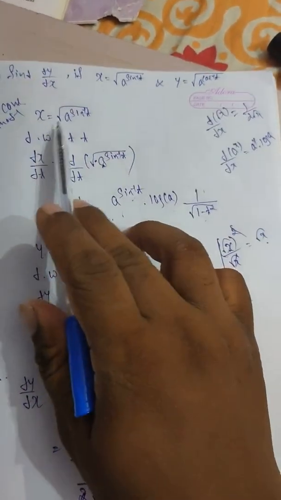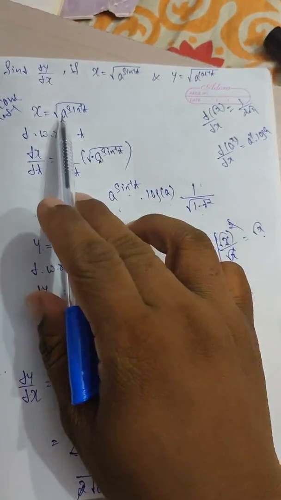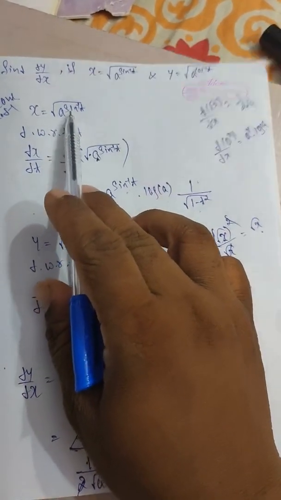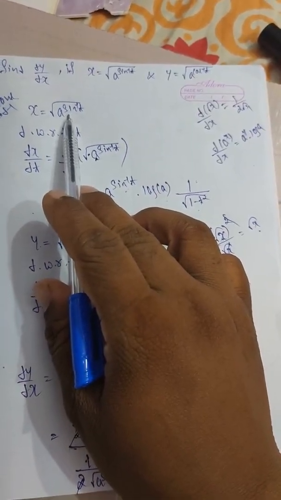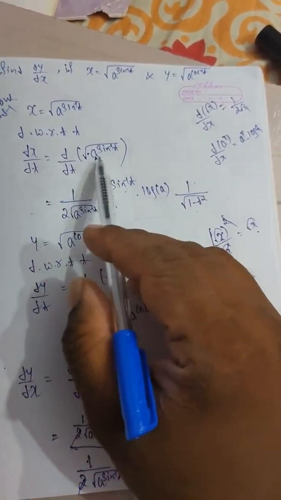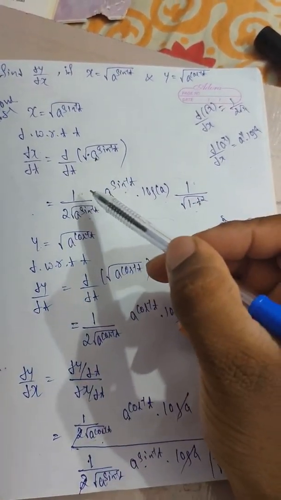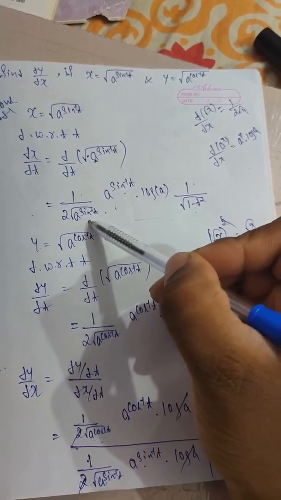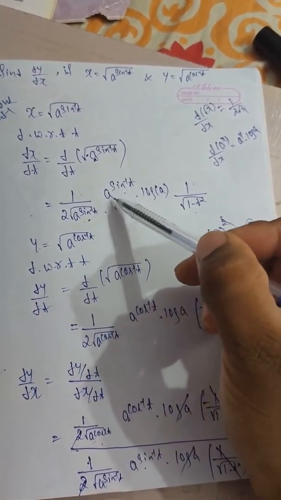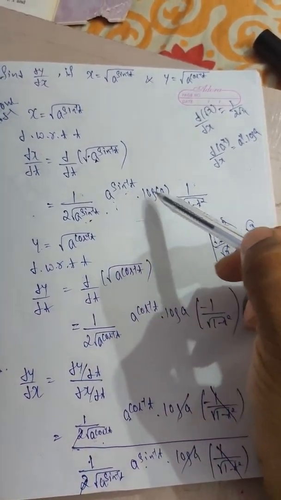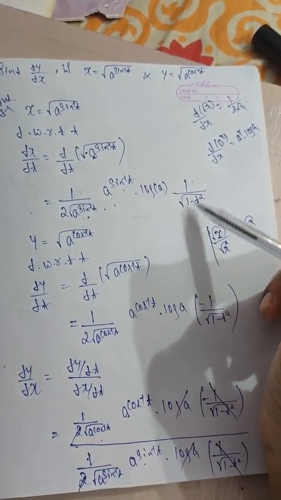Here x is equal to root of a to the power of sin inverse t. First you differentiate the root, then a to the power, and then sin inverse t. dx by dt is equal to 1 by 2 root of a to the power of sin inverse t, into a to the power of sin inverse t log a, into 1 by root of 1 minus t square.